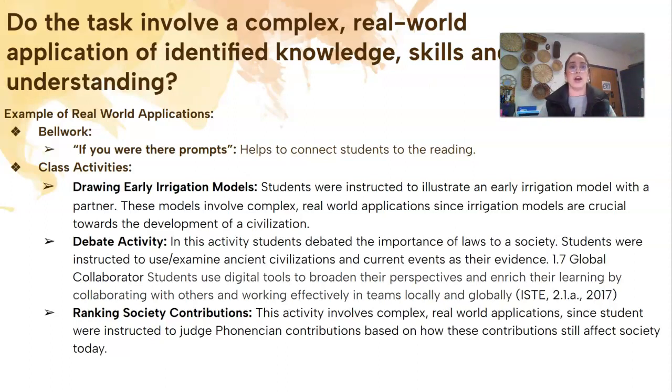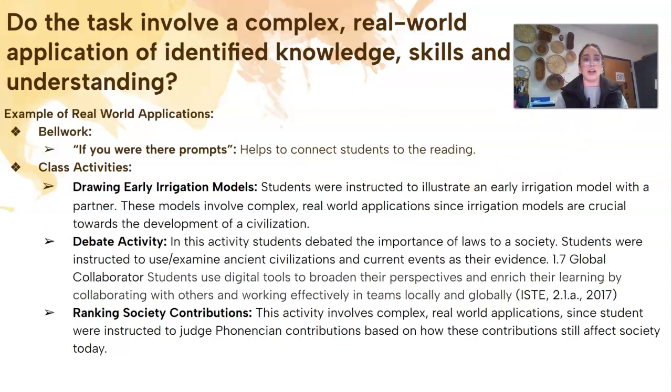I thought having students develop these irrigation models would help make that connection between the past and the present. We also did a debate activity. In this activity, students debated the importance of laws to a society. Students were instructed to use and examine ancient civilizations and current events as their evidence. The students broke up into two groups, and they had an academic discussion and debate about whether or not laws were important to society. As evidence, they were supposed to use ancient civilization evidence from their textbook, but I also wanted to connect it to their present life, so they used current things that they felt were important about laws that we should or shouldn't have.